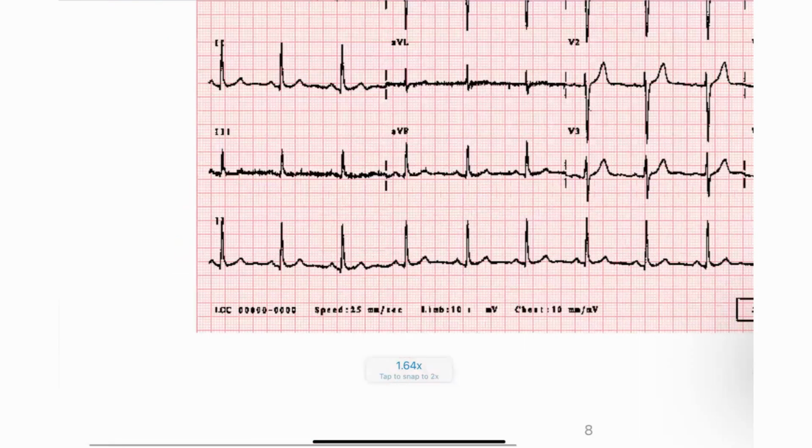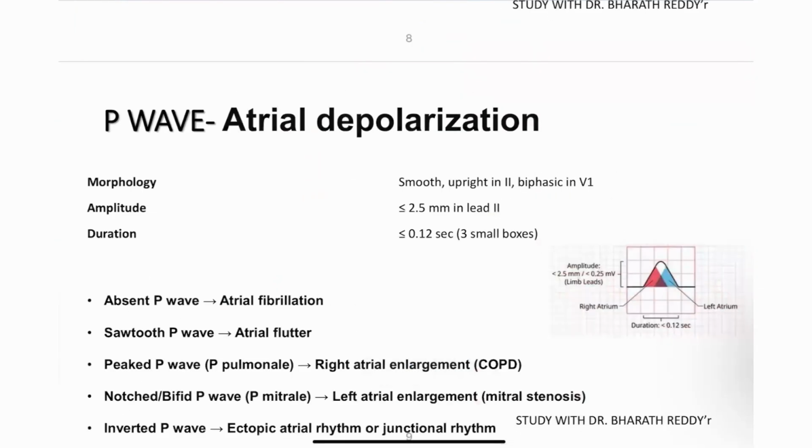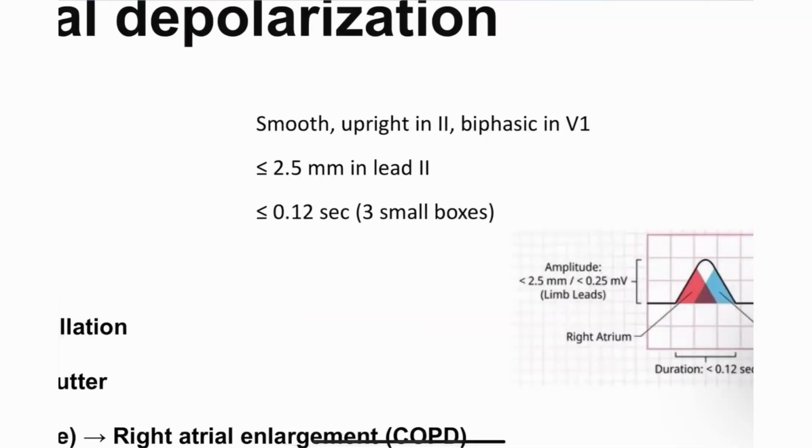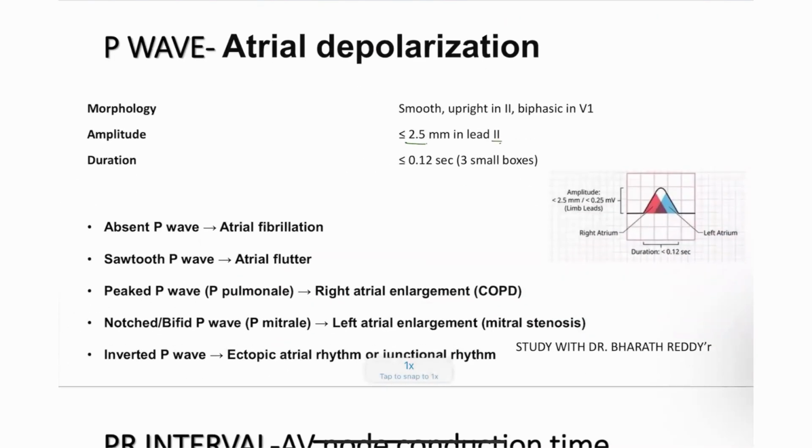Next, see the P wave, atrial depolarization. P wave is going to tell us two important factors. The P wave is normally less than 2.5 mm in lead 2. If the P wave is absent, then it is considered atrial fibrillation, and if a sawtooth P wave like this is seen, that is atrial flutter. If the P wave is highly peaked, it is considered right atrial enlargement seen in cor pulmonale of COPD, and notched or bifid is seen in mitral stenosis, and inverted is seen in ectopics.